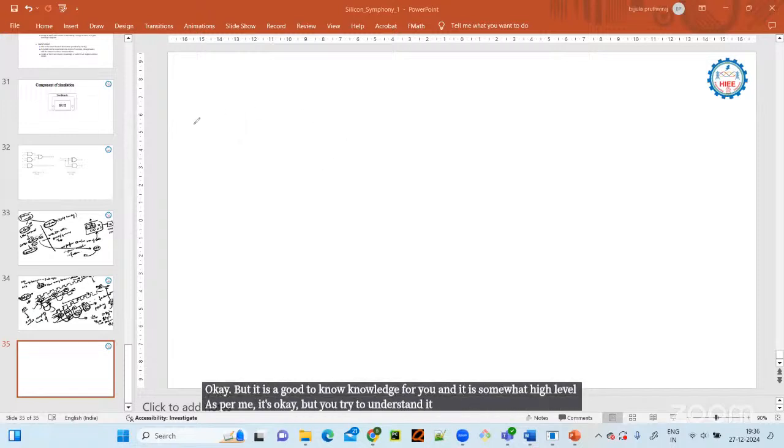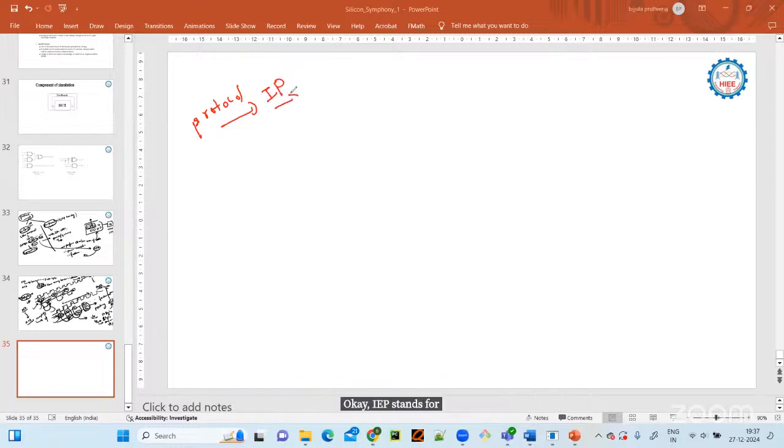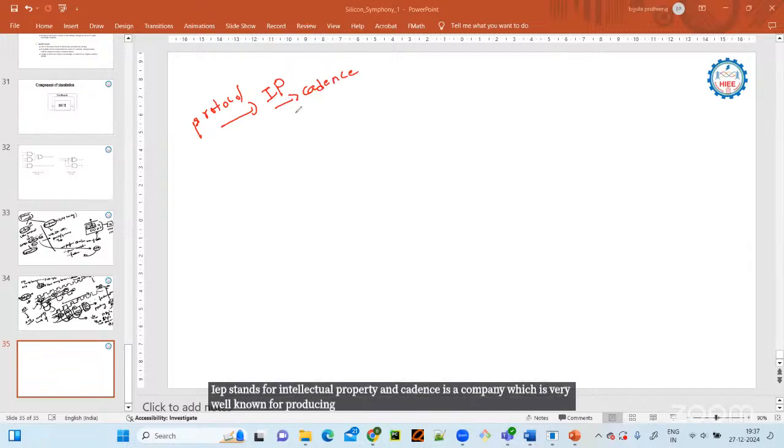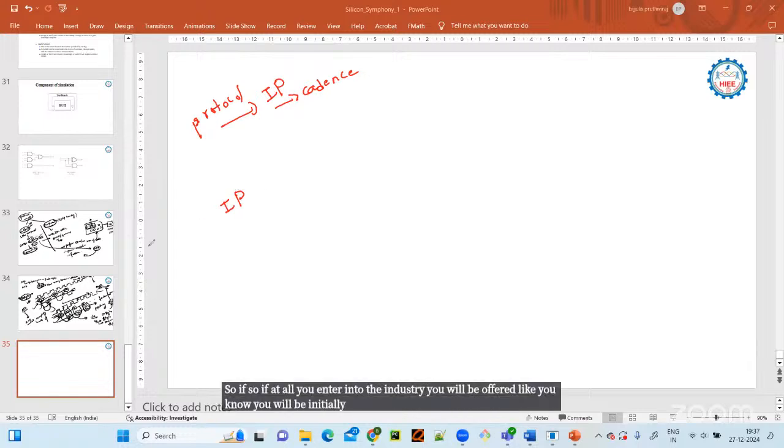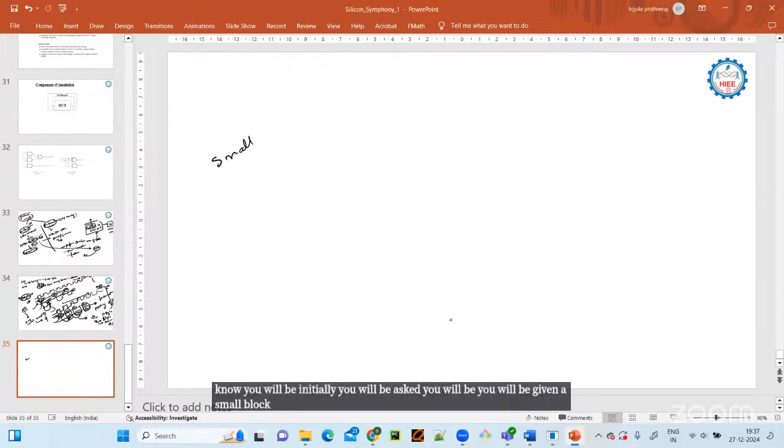Whatever the protocol that we have seen so far, that is known as an IP. IP stands for intellectual property, and Cadence is a company which is very well known for producing IPs. If you enter into the industry, initially you will be given some small block to work on.